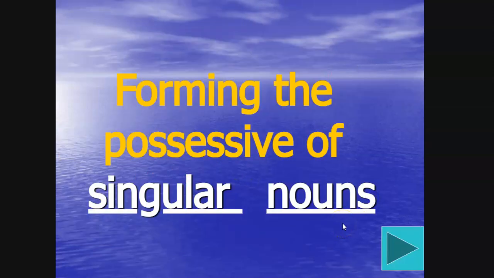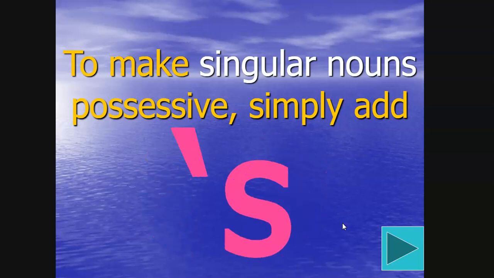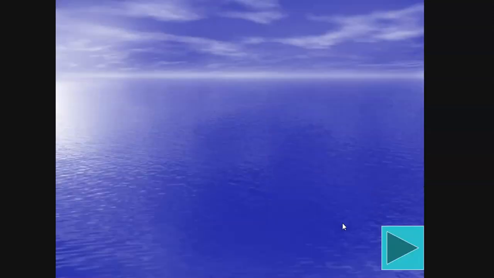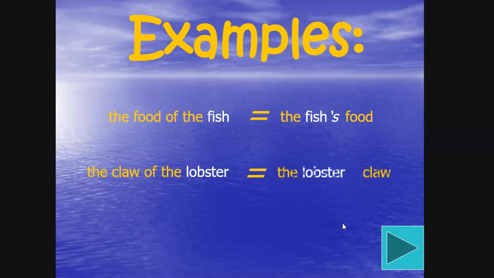Forming the possessive of singular nouns. To make singular nouns possessive, simply add an apostrophe and the s. After the apostrophe, you must add s. For example, the food of the fish, the fish's food. The claw of the lobster, the lobster's claw. Yes?